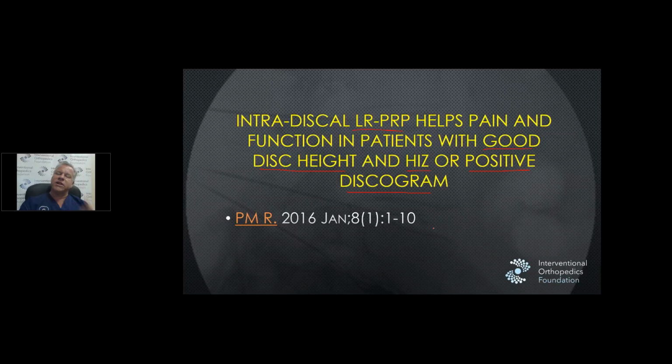And if you haven't looked at the discogenic pain literature, it's important to note that a classic patient is someone who's younger, let's say 50s or younger, someone who has good disc height, and someone who can't sit, and/or has a positive HIZ that's bright on an MRI, and/or a positive discogram. But those are the patients that did best with intradiscal therapy.